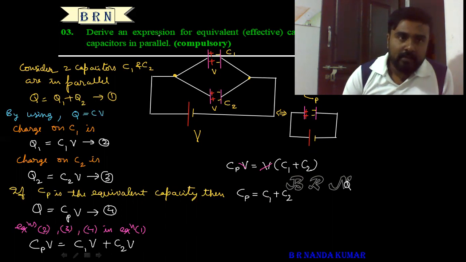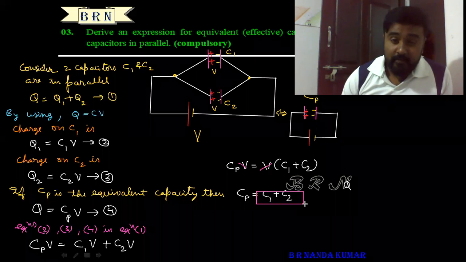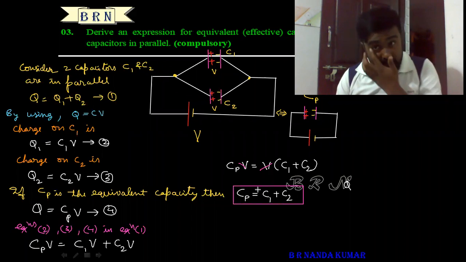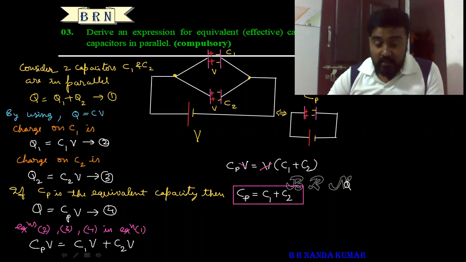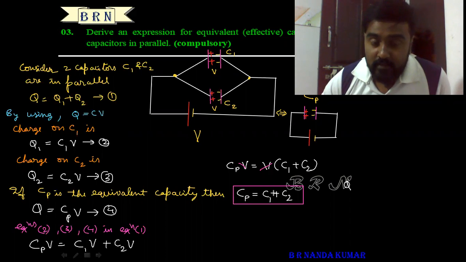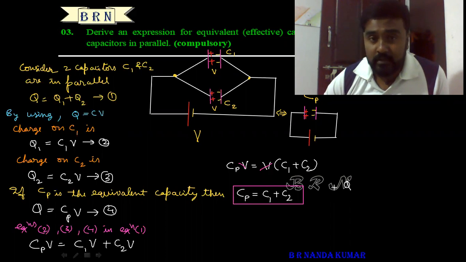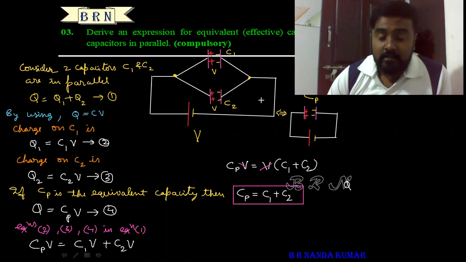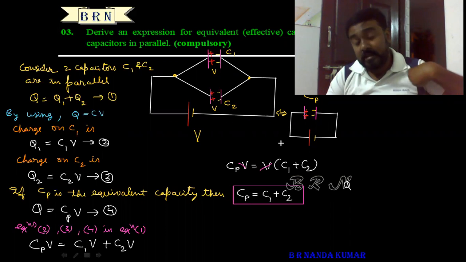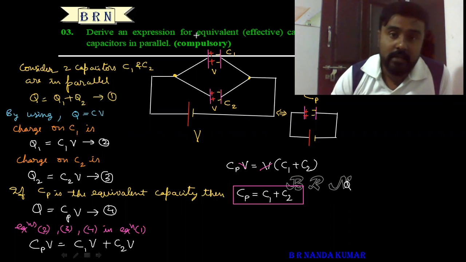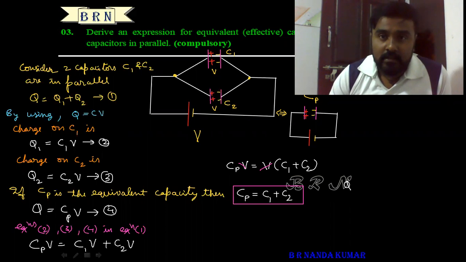If more capacitors are connected in parallel, effective capacity increases. If the capacitors are connected in series, effective capacity decreases. So the equivalent capacity in parallel is equal to the sum of capacitances of individual capacitors. This is also important for 5 marks. This is a very simple derivation.